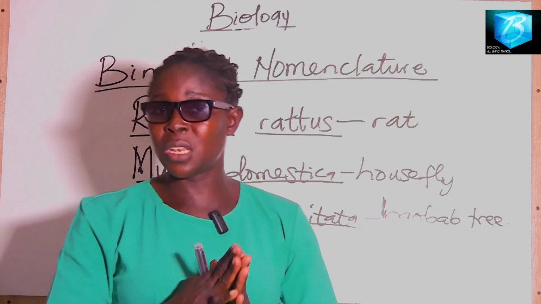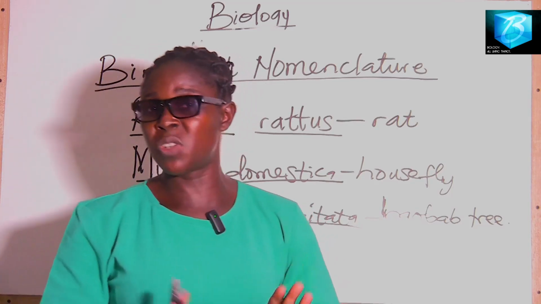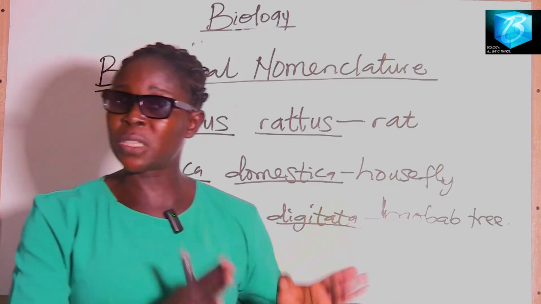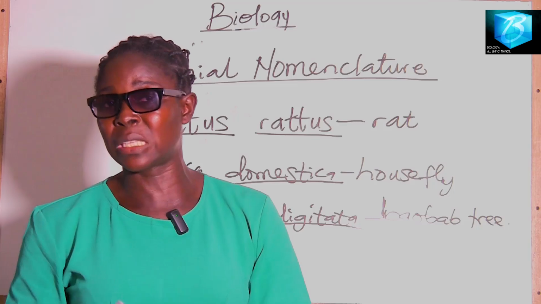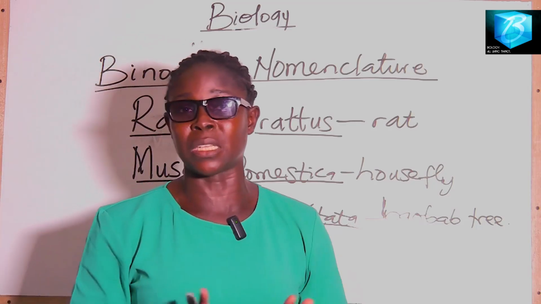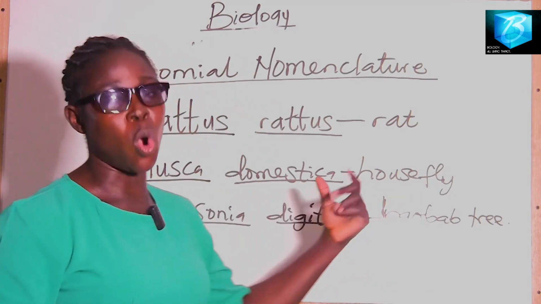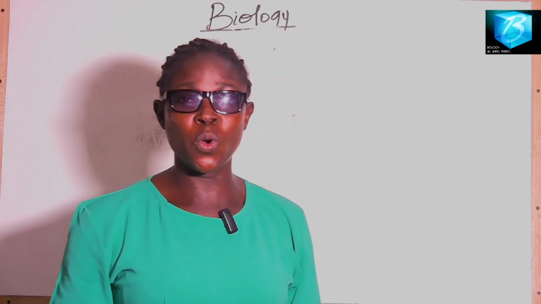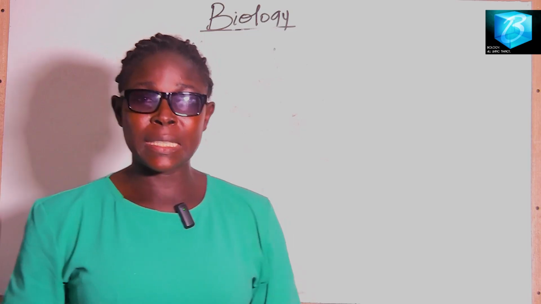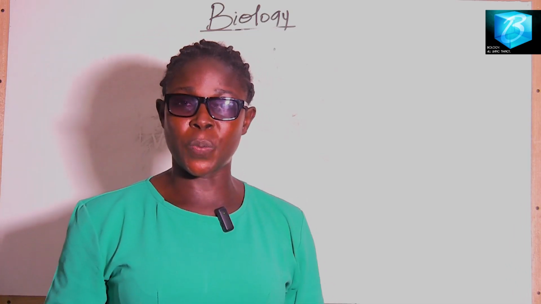When it is written in italics, the 2 names must be written separately, with the first name beginning with a capital letter and the second one, the specific name, starting with a small letter, but must not be underlined. And this is what we have on the board. Now we move on to the next phase. Let's have an example of what this classification is properly.